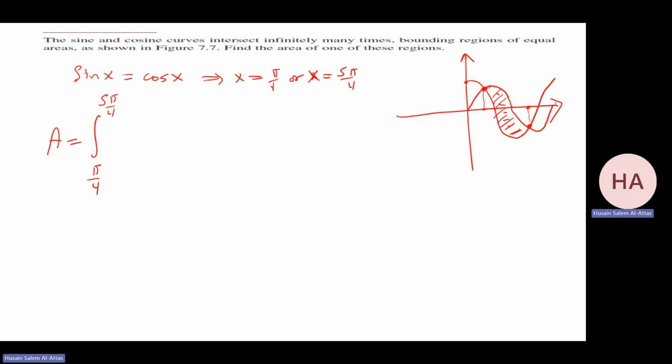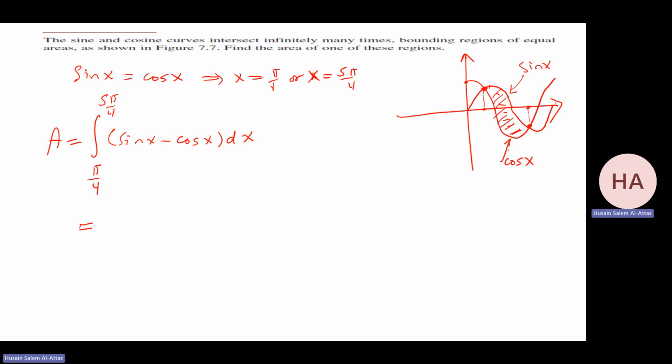Now this one is what? I have the upper function. This is the upper function, which will be my sine x. The lower function will be my cosine x. Okay, so that will be sine x minus cosine x dx. This is the way we construct the integral. Now we'll do the calculation.